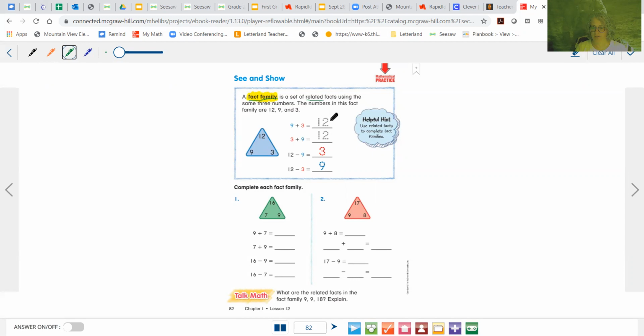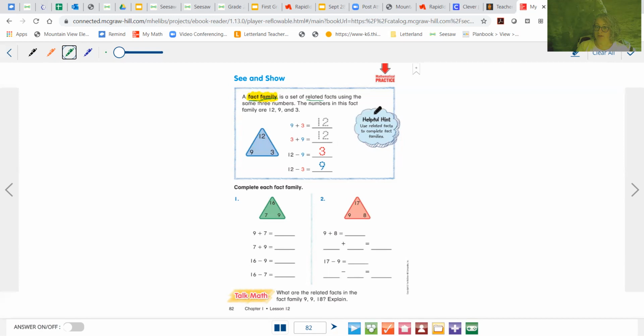So in addition sentences, the sum is always going to be the larger number of the three. Then when you're doing a subtraction sentence, the number that you begin with is always going to be the largest number. So right here we have 12 minus 9 equals 3. Then we go this way and go 12 minus 3 equals 9.